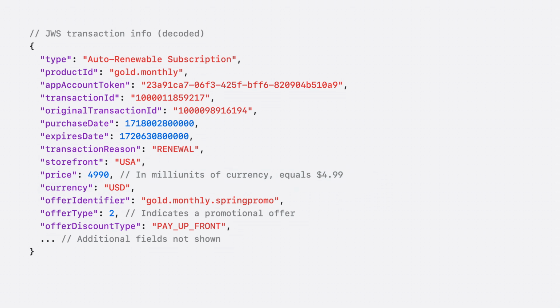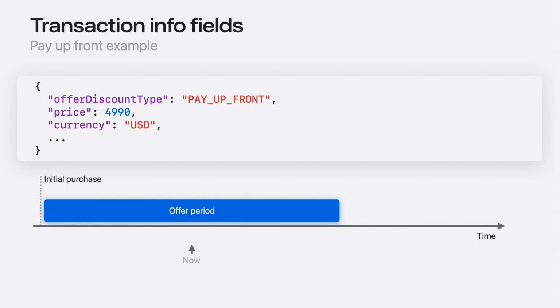We can reference the existing offer identifier and offer type fields to understand which offer the user redeemed and its type. And now, the new Offer Discount Type field indicates this was a pay upfront offer. These fields are a great reference point to understand the price points of purchases made in your app at different times. Now, you can check a customer's transaction history and understand the price they paid, even if the product's price has since changed. Here's an example of how the new fields work for a subscription purchase.